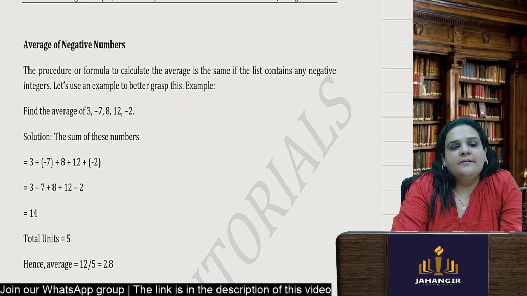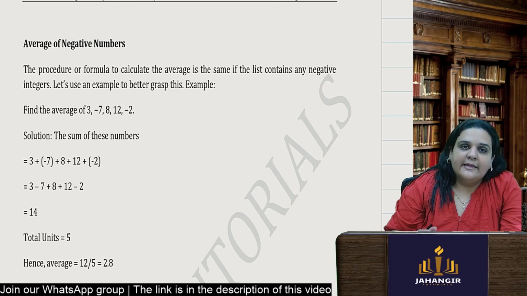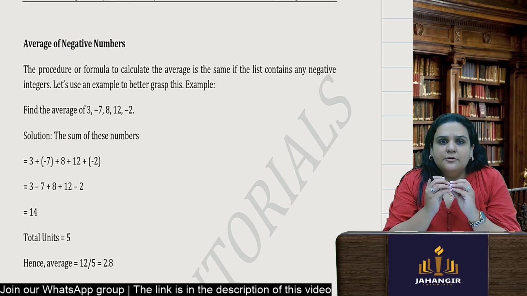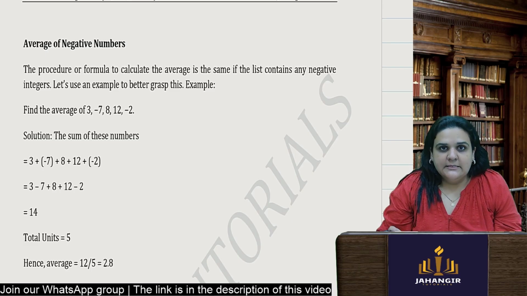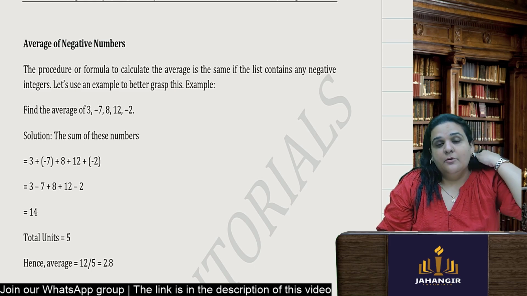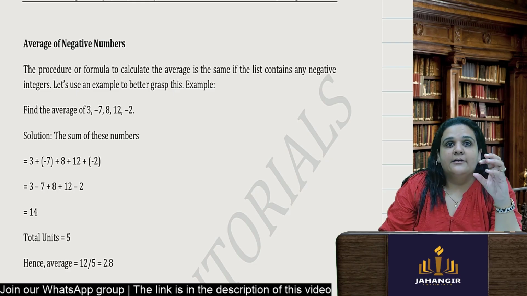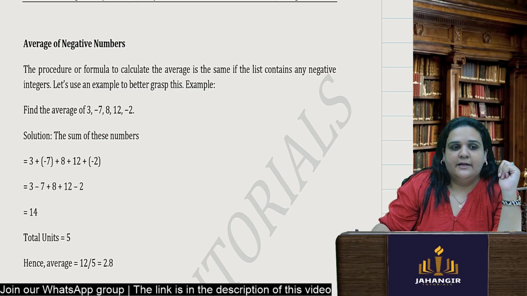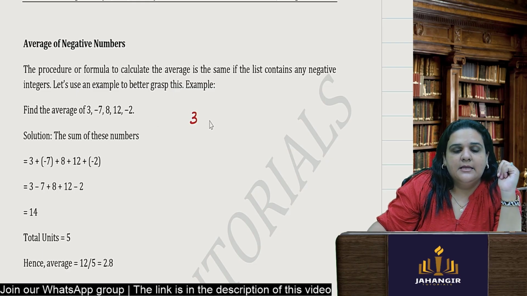Average of negative numbers. Now in case of negative numbers, try to first get the answer. How we followed that BODMAS rules, the properties of addition and subtraction. So see in this, the number 3 plus the number is minus 7. I told you we have to add all the numbers.